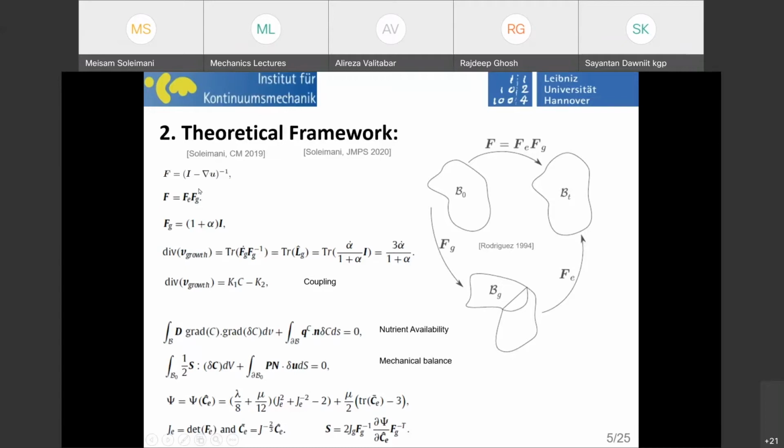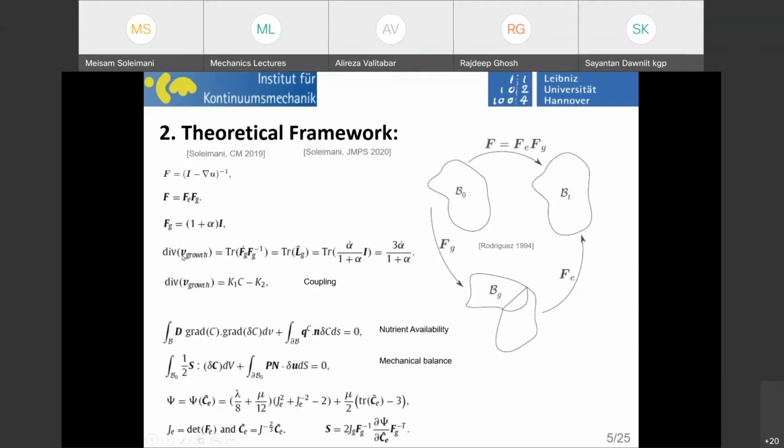The point is this growth part. If you're talking about isotropic growth, we can assume that the structure of this tensor is isotropic. It means that you can capture it using the identity tensor and a scalar. So this isotropic growth at the end of the day is translated into a scalar, and what is to be described is how this scalar, alpha, evolves in the course of time.